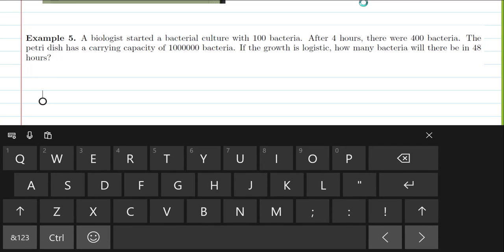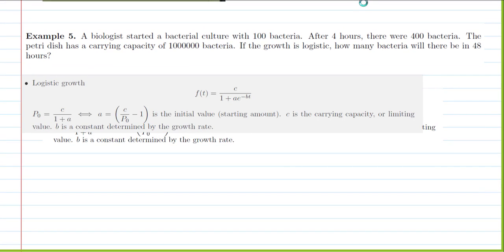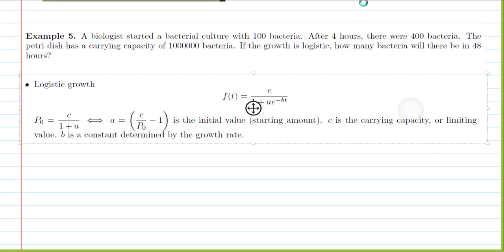And our logistic growth model has a few more things in it than our other models. So our model for logistic growth is f of t is equal to C divided by 1 plus A times e to the negative bt, where our starting amount, P0, is equal to C divided by 1 plus A. We get this by putting t equals 0 in. e to the 0 is 1, and 1 times A is A, so we would get C over 1 plus A.